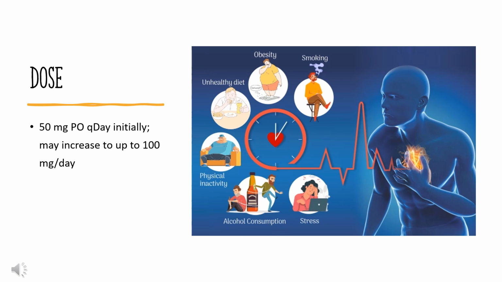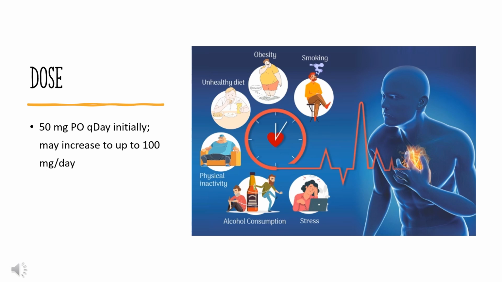Hypertension with left ventricular hypertrophy. Indicated to reduce risk of stroke in patients with hypertension and left ventricular hypertrophy, but there is evidence that this benefit does not apply to Black patients. 50 mg per day initially, may increase to up to 100 mg per day. Hydrochlorothiazide 12.5 mg per day may be added in combination, may increase to up to 25 mg per day.